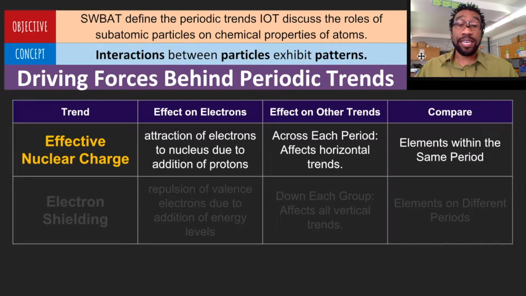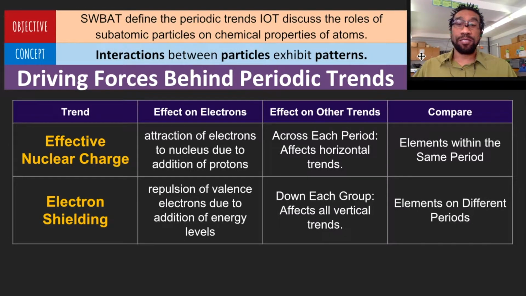Next is electron shielding. Electron shielding has to do with the repulsion of the valence electrons due to the addition of energy levels. So we've got one energy level, two energy levels, three, four. When we're adding electron shielding, we're forcing the valence electrons to get pushed further out. This is primarily a trend that you see going down the periodic table, down each group. It affects all of the trends from a vertical perspective.